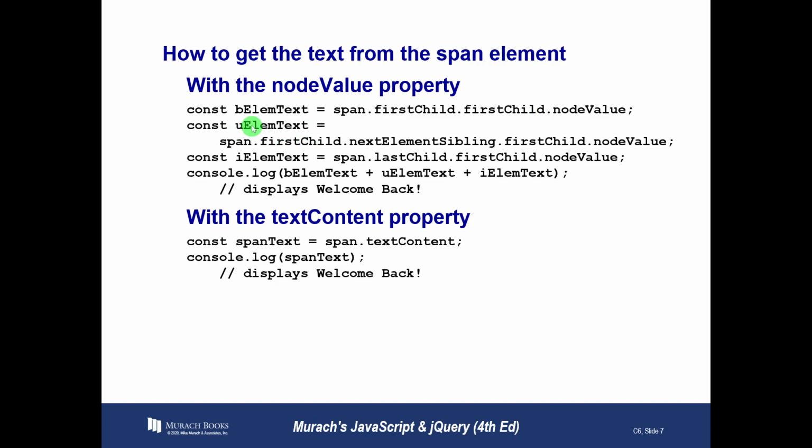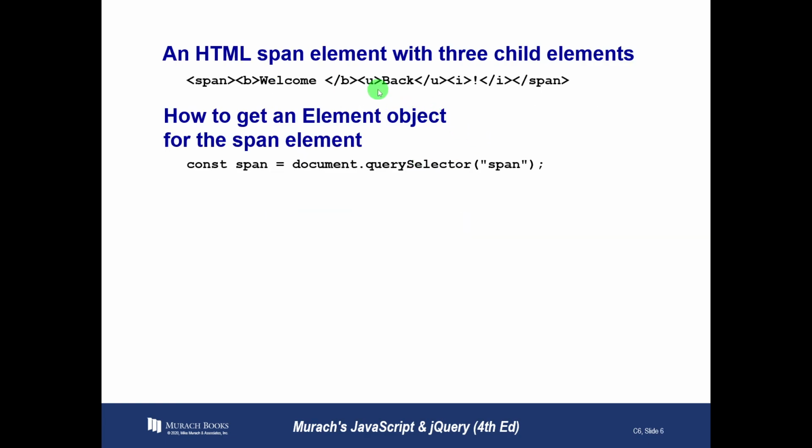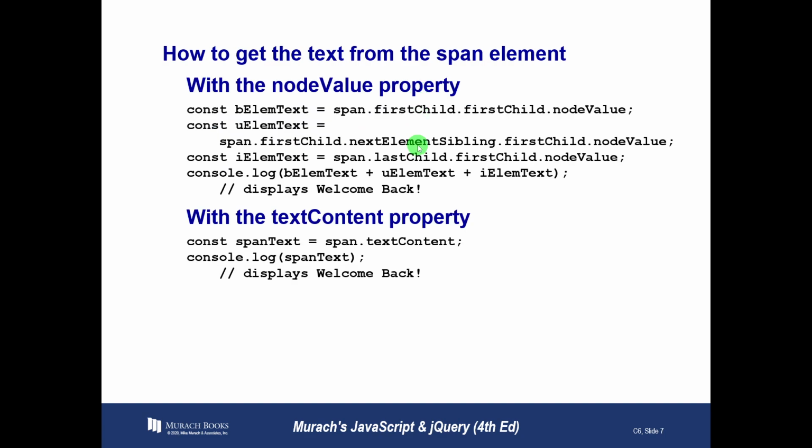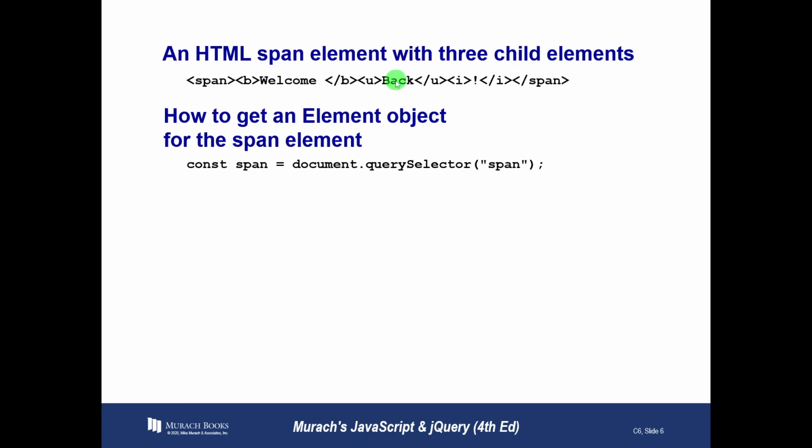So let's get the underline element. So we're going to look at the first child. That's our bold. That was our bold child in there. And then we're going to get its next element sibling. And that was the underline. Okay, so now we're into this node. And then we're going to get its first child, which is the text node that's contained inside that underline. And then we're going to get the value out of there, which is the word back.